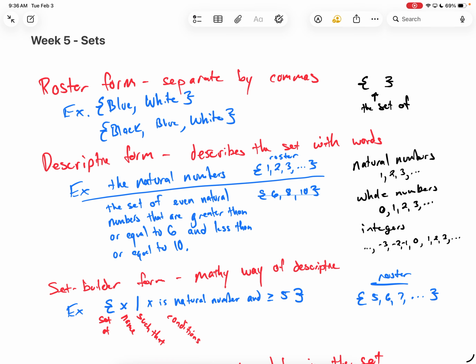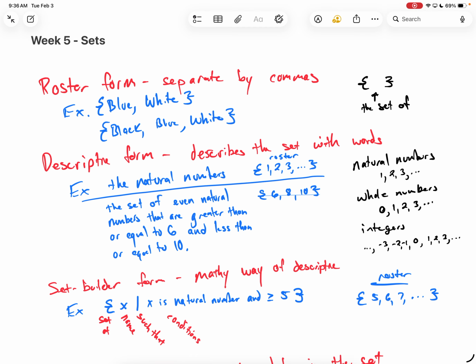But 6, 8, 10, okay? So the way we would write this in descriptive form is tell somebody what this is. We say the set of even natural numbers, because it's even and they're all positive, that are greater than or equal to 6 and less than or equal to 10. Okay, greater than or equal to 6, less than or equal to 10.